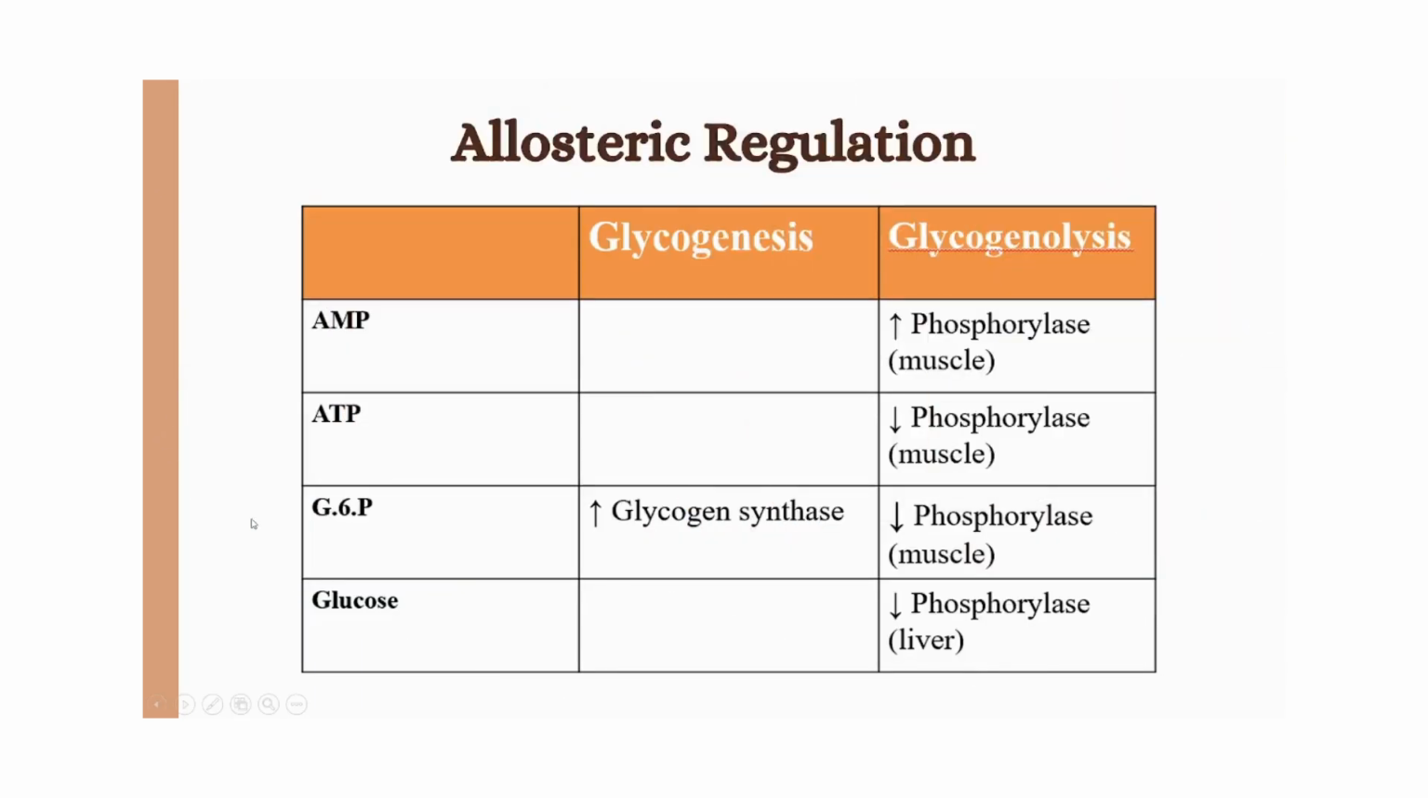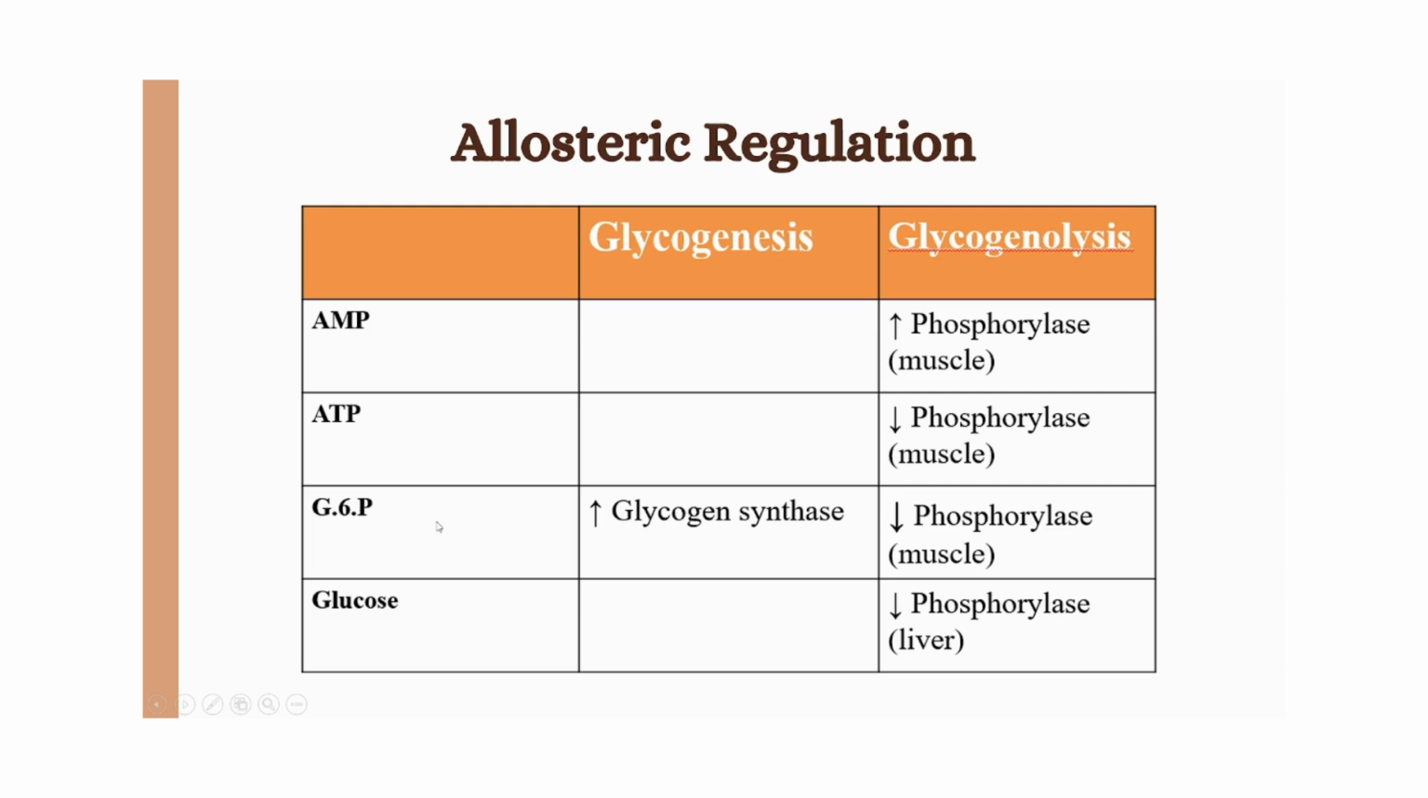Regarding allosteric regulation, glucose 6-phosphate is an allosteric effector that activates glycogen synthase. So when there is a lot of glucose, it will be phosphorylated by glucokinase and hexokinase, and this glucose 6-phosphate will activate glycogen synthase and activate glycogenesis. Why? To store all the large amounts of glucose as glycogen.